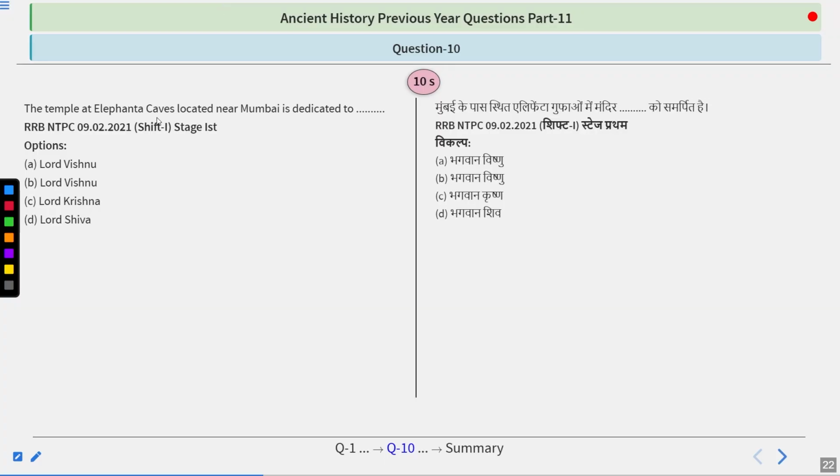The temple at Elephanta Caves, located near Mumbai, is dedicated to. Options are Lord Shiva, Lord Vishnu, Lord Krishna, or Lord Shiva. So take your time and try to answer this question, guys.